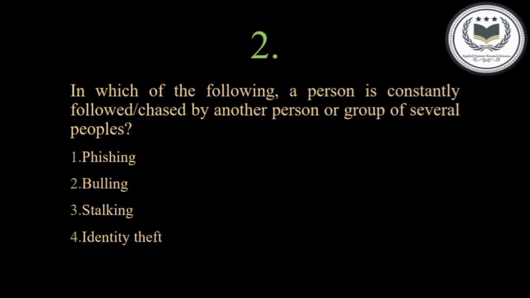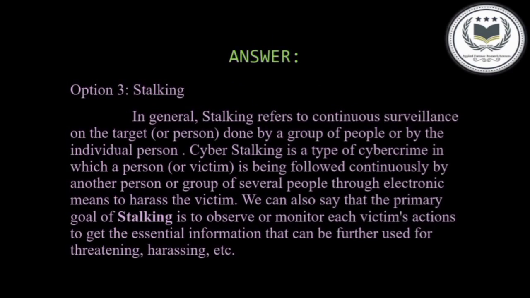Question number 2. In which of the following is a person constantly followed or chased by another person or group of several people? Option 1 phishing, option 2 bullying, option 3 stalking, option 4 identity theft. And the correct answer is option number 3, that is stalking. Generally, stalking is an act referring to continuously giving surveillance to any person without their consent.